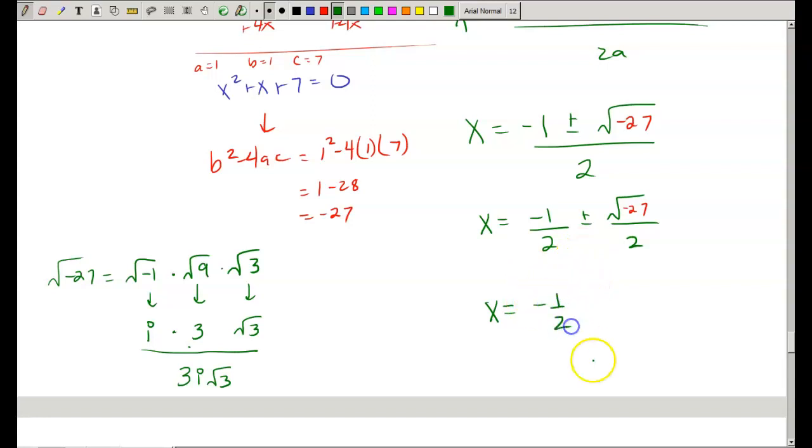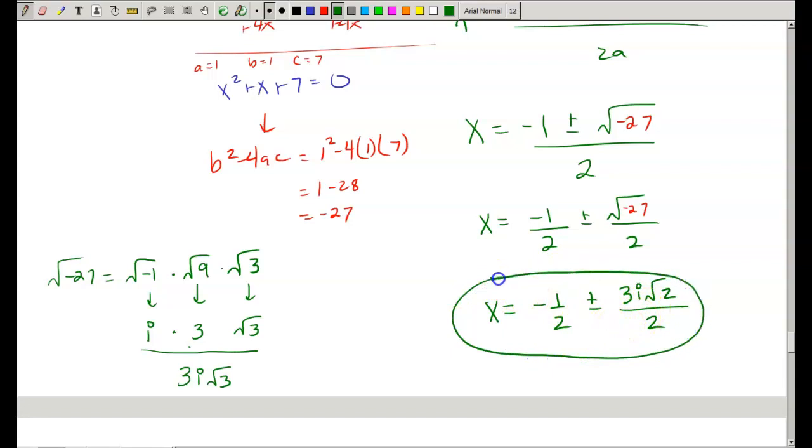So I still have negative 1/2, that doesn't change. Plus or minus now, the square root of negative 27, I know is 3i root 3, because we just did that over here. All divided by 2. Again, looking at this answer, see if I can simplify or reduce any of these fractions or columns here. And I can't. I definitely cannot divide out these 2's right here because one's in a root and one's not in a root. So this is as far as I can go, and this would be a nice, clean answer for that problem.